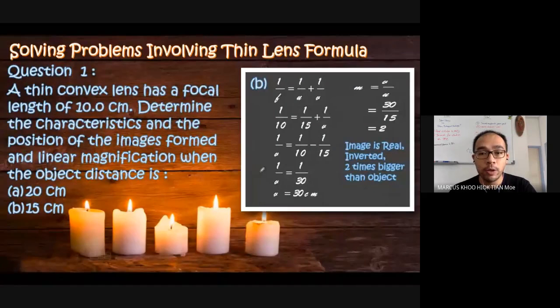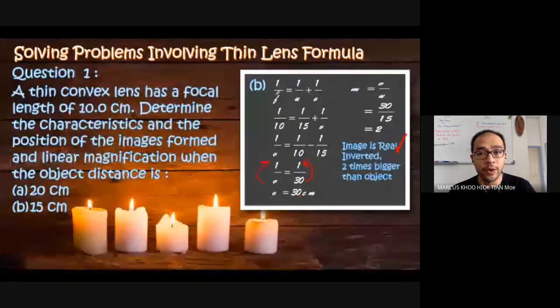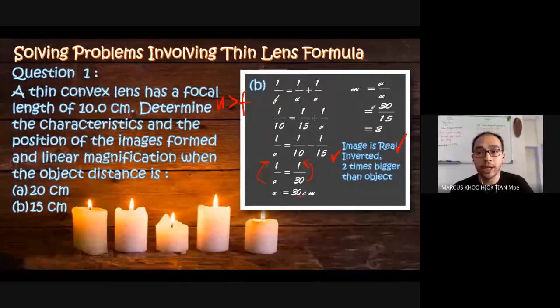So when you flip it over, bila kau terbalikkan, kau akan dapat V sama dengan 30. Still positive. So if it is positive, then you know that it is real. And since U is still bigger than F, U adalah lebih besar daripada F, 15 more than 10 bahkan. So it is inverted. Then when you calculate the magnification V divided by U, you find that it is 2. 2 means that it is 2 times bigger than the object. It is magnified.